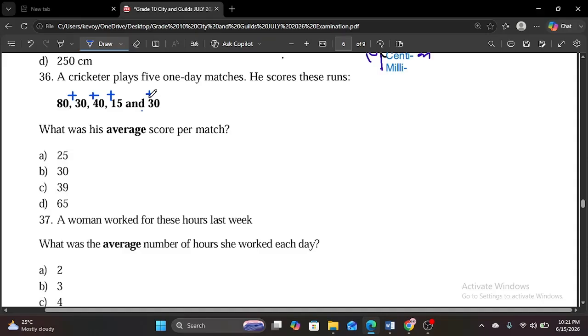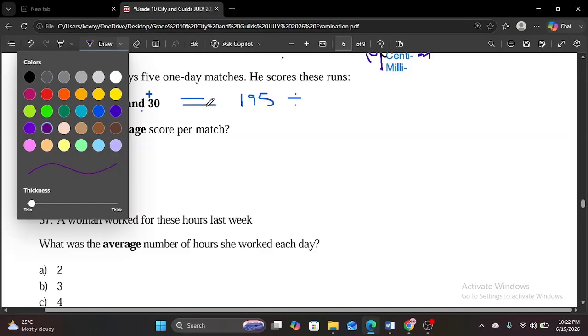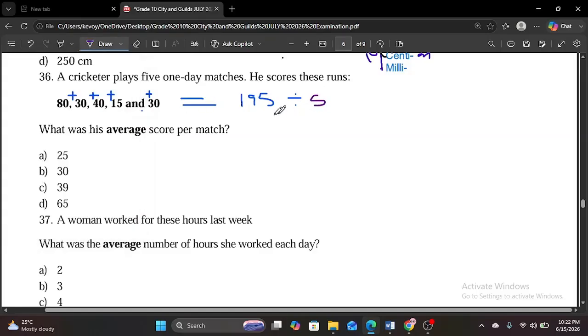All right, if we add all those scores together, we get 195, divided by, how many numbers are right here? 1, 2, 3, 4, 5. So we're going to divide it by the 5 numbers that we see. So 195 divided by 5 is equal to 39. So 39 is going to be your average right there.